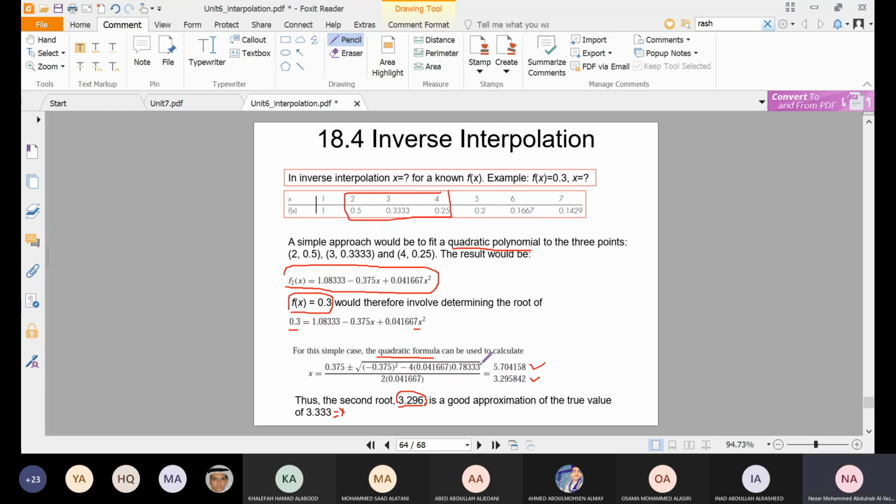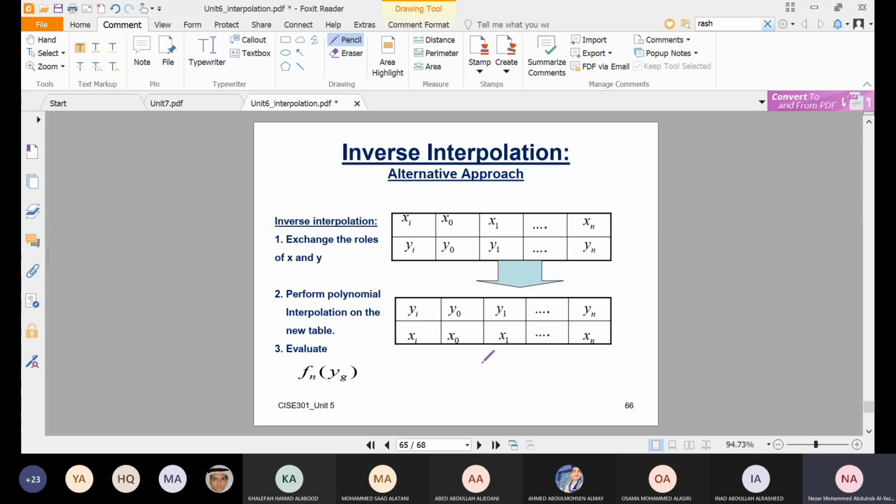Another method is very simple. What we do here is just inverse the interpolation. If you have the columns for x and the columns for y, we just interchange or exchange the roles of x and y. So I will make the y's the x and the x's the y. Okay, so I just do the interchange, and this is the simple way.